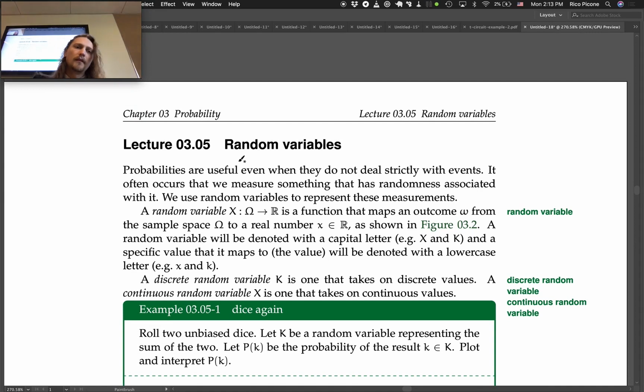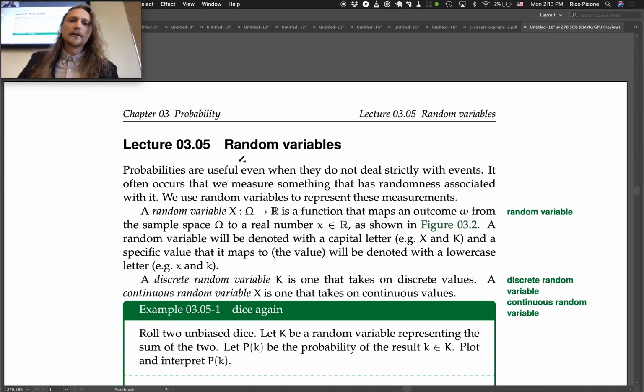So, random variables, lecture 3.5. Probabilities are useful even when they do not deal strictly with events. It often occurs that we measure something that has randomness associated with it. We use random variables to represent these measurements.